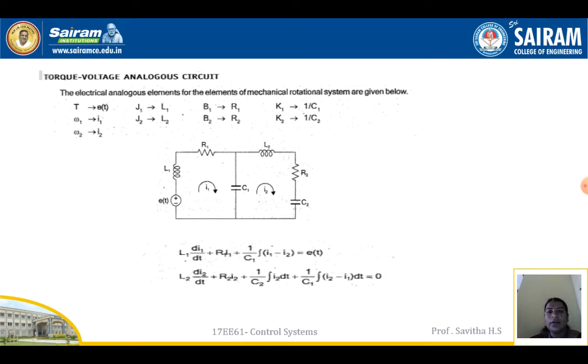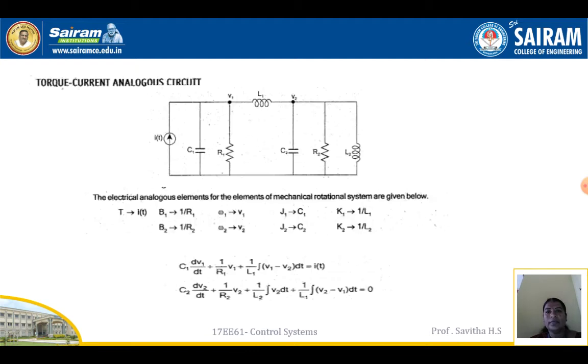So we're coming to the torque voltage analogous circuits. J1 and J2 are replaced by L1 and L2, B1 and B2 are replaced by R1 and R2, and K1 and K2 are replaced by 1 by C1 and 1 by C2. So the equations will be L1 di1 by dt plus R1 I1 plus 1 by C1 integration of I1 minus I2 is equal to E of t, and L2 di2 by dt plus R2 into I2 plus 1 by C2 integration of I2 into dt plus 1 by C1 integration of I2 minus I1 into dt.